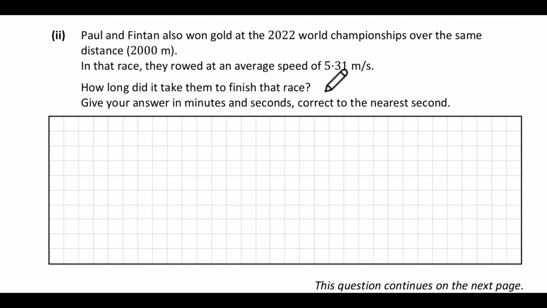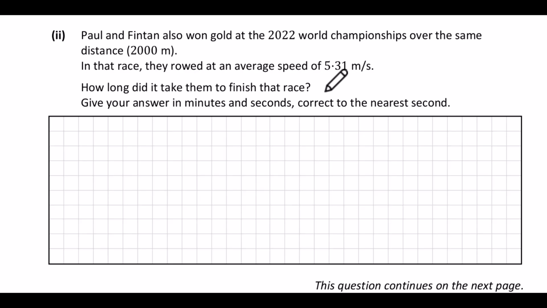Okay, next one then. Paul and Finton also won gold at the 2022 World Championships over the same distance, 2,000 meters. In that race, they rode at an average speed of 5.31 meters per second. How long did it take them to finish the race? We have to give our answer in minutes and seconds, correct to the nearest second.